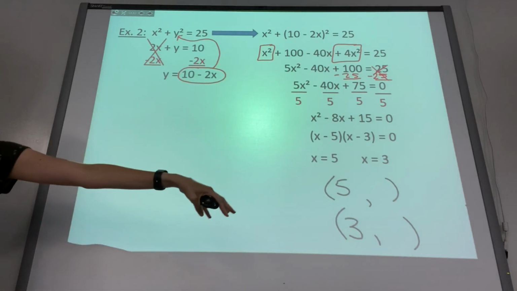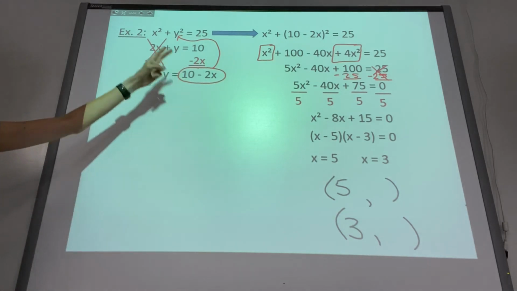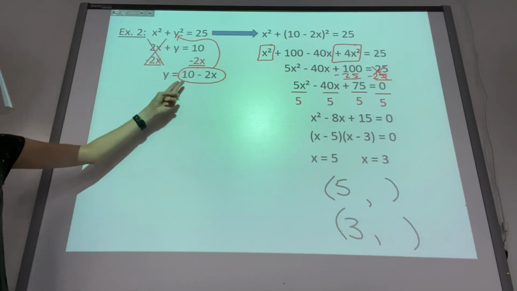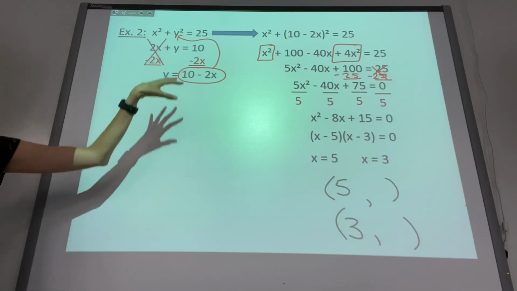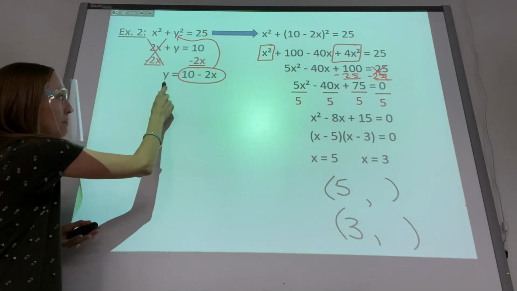To get the y's that go with that, you can plug in the x to that equation. You could plug it into that. Probably the easiest equation to use, as long as you did all of that work correctly, is this one right here, because it has y by itself.